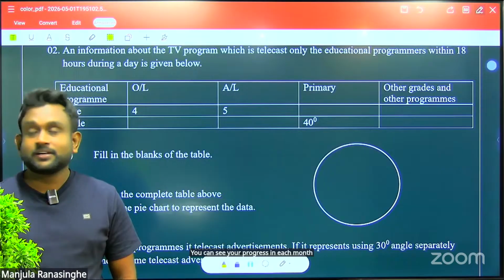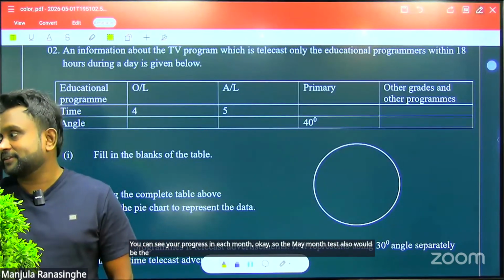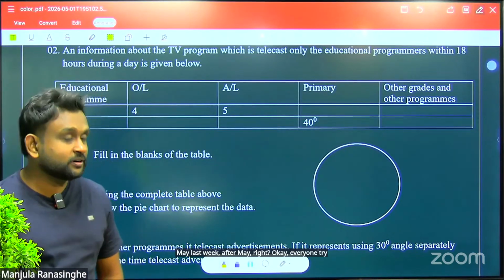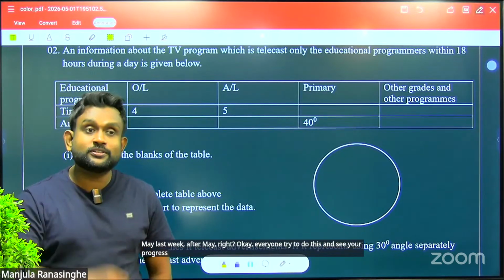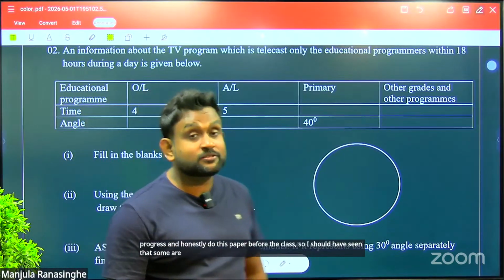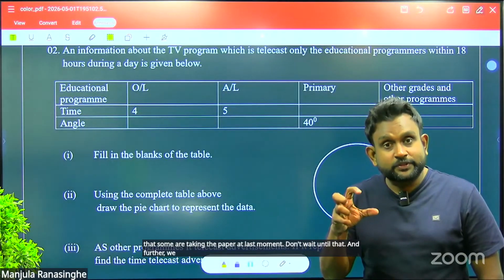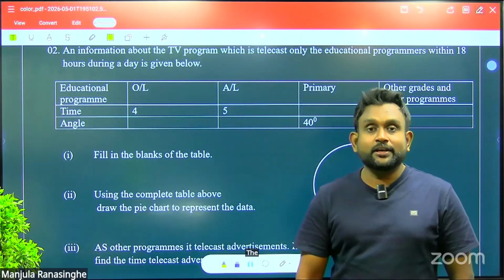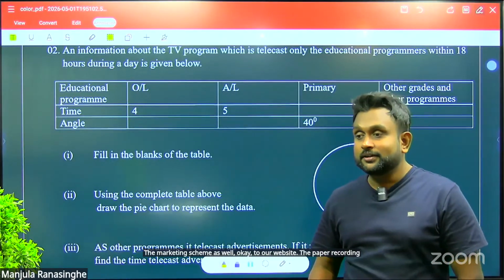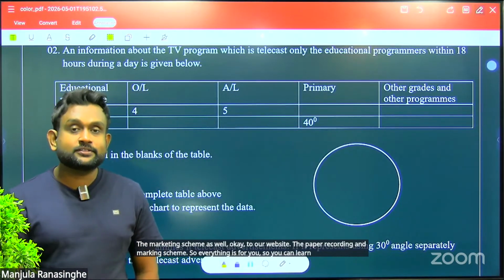Okay, so the May month test also would be in the last week of May, right? Everyone try to do this and see your progress, and honestly do this paper before the class. I have seen that some are taking the paper at the last moment. Don't wait until then. And further, we are uploading the marking scheme as well to our website, the paper recording and marking scheme.